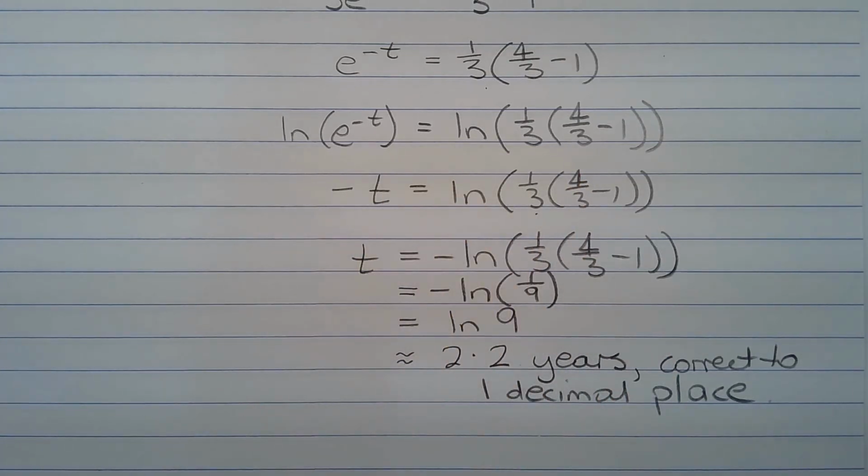Multiplying both sides by -1, we get t is equal to -ln(1/3 times (4/3 - 1)), which equals -ln(1/9), which equals ln 9, which is approximately 2.2 years correct to one decimal place.